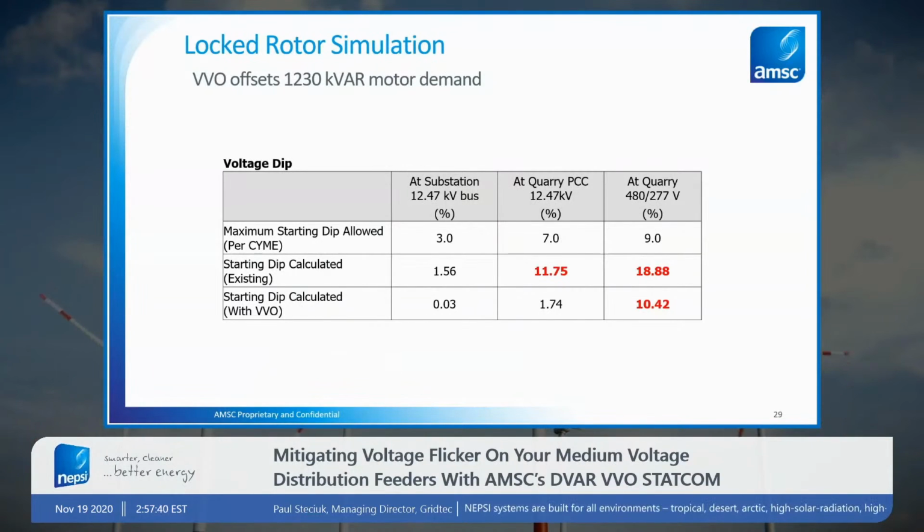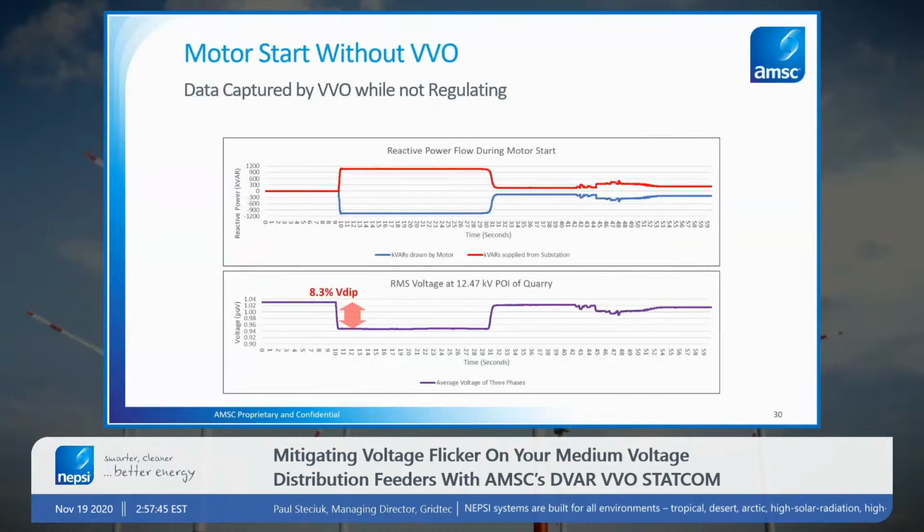This just summarizes the problem and the amount of voltage dips that we're seeing. And here are the waveforms taken before and after the DVAR VVO installation. The top graph shows reactive power, and as I mentioned, when these motors start, it looks like a step function of reactive power. That's what we're seeing there with the red, and this is prior to any STATCOM on the system. So those VARs are having to be sourced by the utility, and that was causing this dip at the quarry, at the medium voltage side of the quarry.